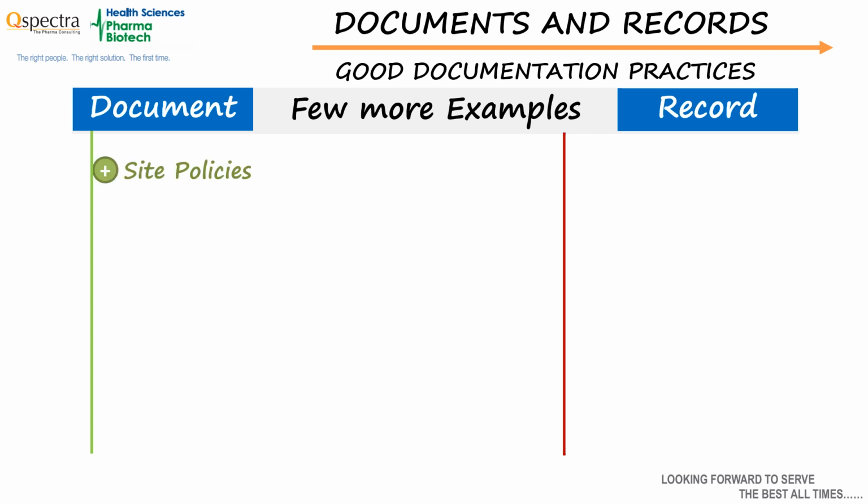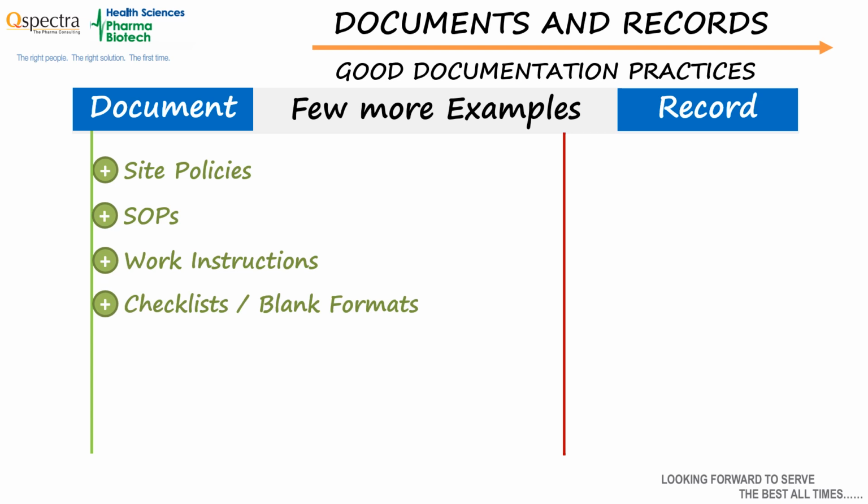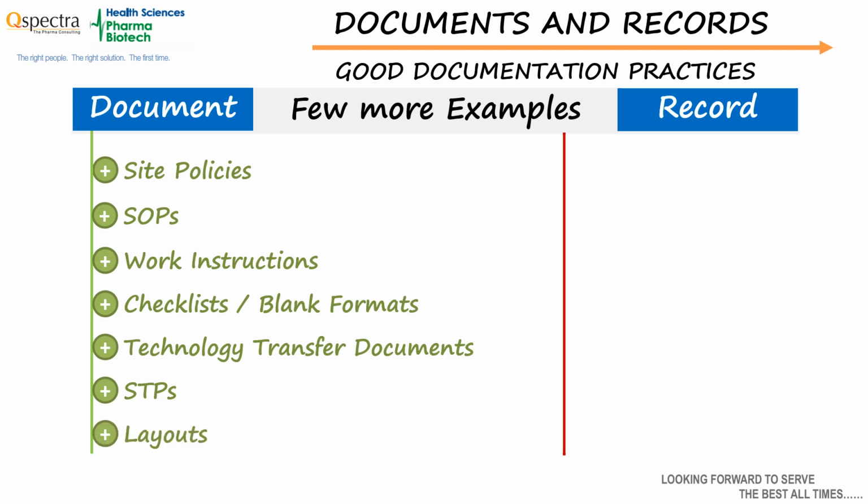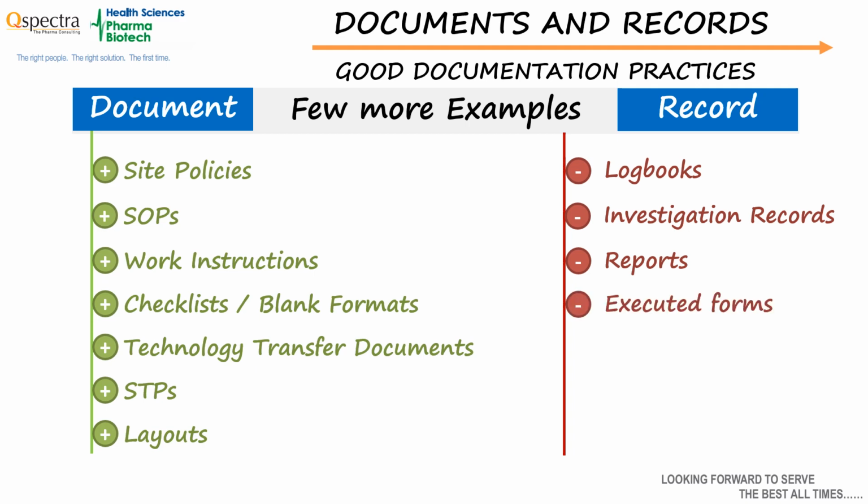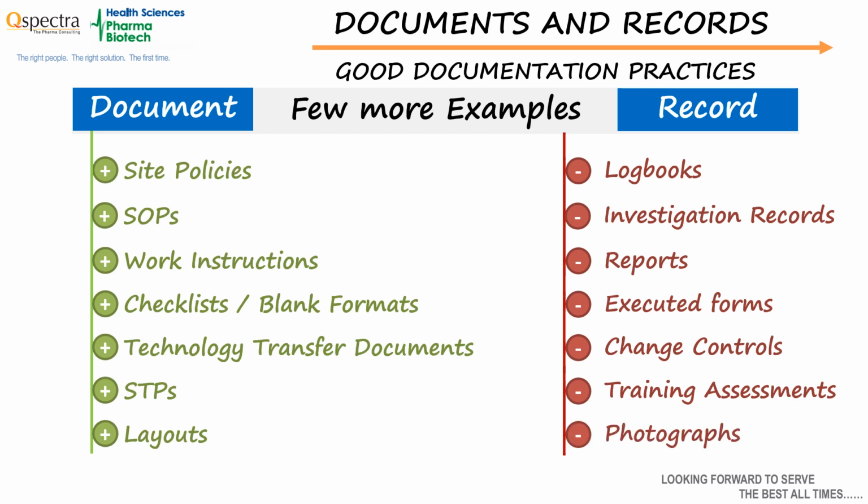Coming to the documents, we have site policies, standard operating procedures, work instructions, checklist of blank formats, technology transfer documents, standard testing procedures, layouts, etc. When coming to the records, we have logbooks, investigation records, reports, executed forms, change controls, training assessments, and photographs.